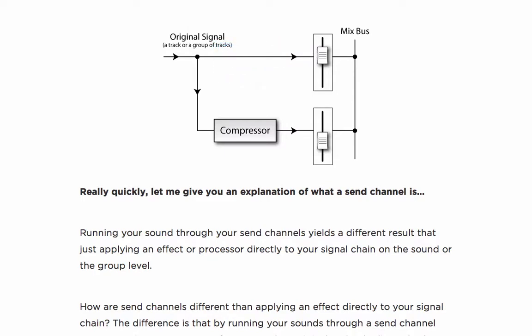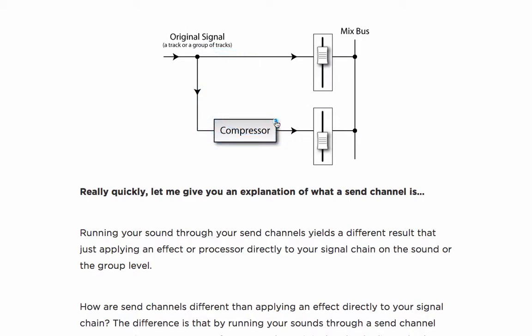Now, running your sound through a synth channel yields a different result than just applying it directly to your signal channel, or your signal chain, excuse me. So how are they different? Well, by sending your sounds through a synth channel, you're creating a second duplicate version of your sound that's going to get mixed into the mixing bus. So you have the original sound as well as a second duplicated sound.